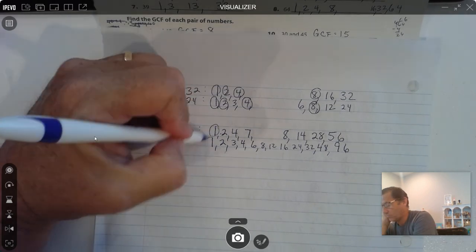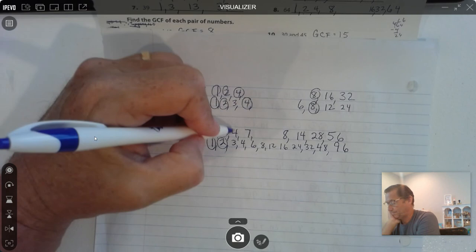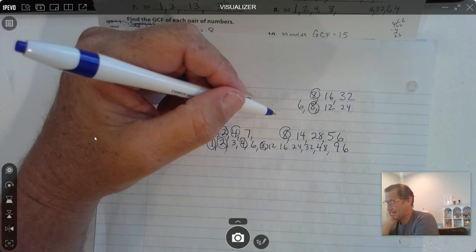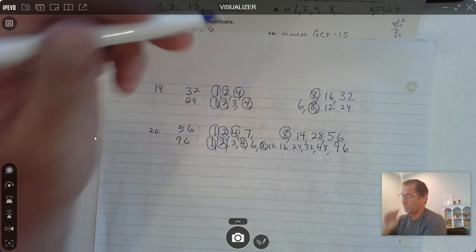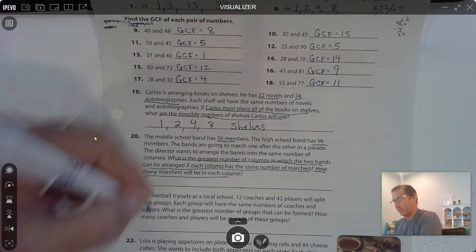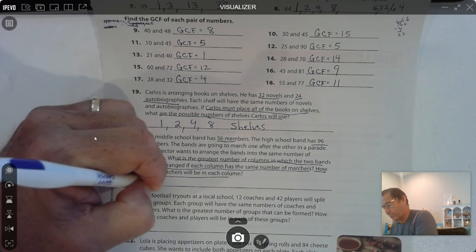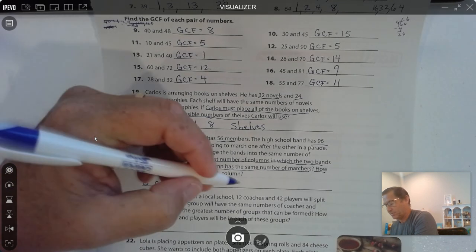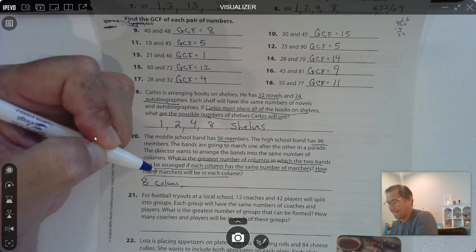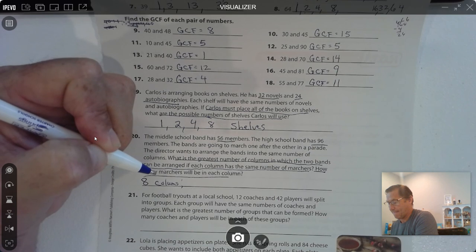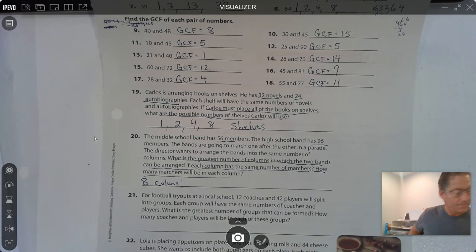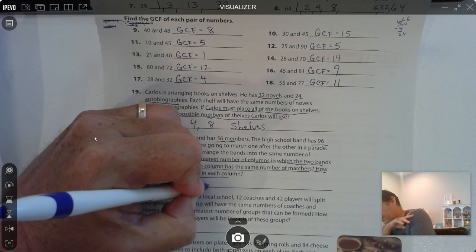All right, so our common factors are 1, 2, 4, 8. The greatest number of columns would be 8 columns. So there'd be 7 and 12. So there are going to be 7 middle school members.